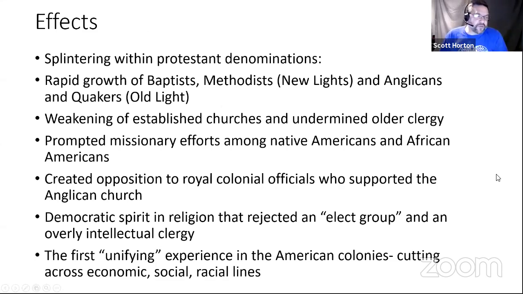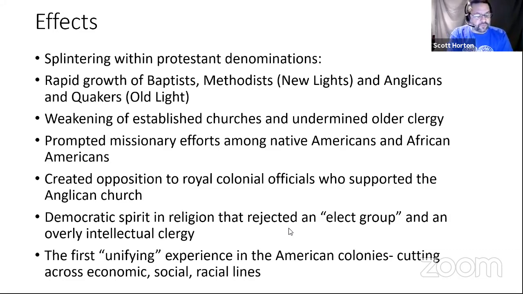So effects of the First Great Awakening, there's lots and lots of things that happen. A democratic spirit in religion that rejects this idea of the elect, which is an old Puritan idea that there is a group that's been chosen to go to heaven and a group that maybe is not chosen to go to heaven, the elect versus the non-elect. It's the first unifying experience in the American colonies, that all Americans, no matter what their economic class, no matter what their race, no matter what region of the country they lived in, they all experienced that.